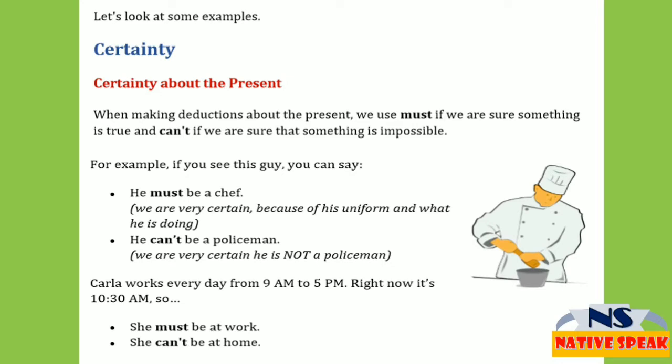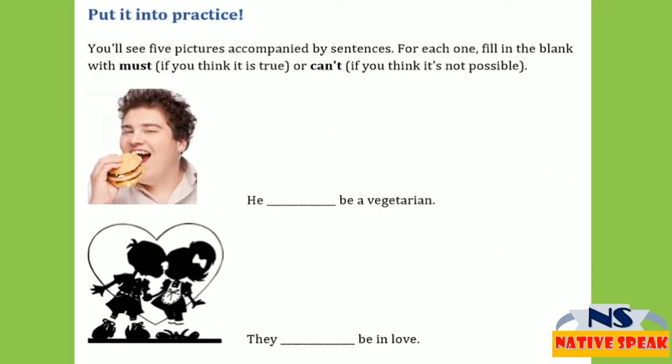Now put it into practice. You'll see 5 pictures accompanied by sentences. For each one, fill in the blank with must if you think it is true, or can't if you think it is impossible. Think fast because the answer will appear after just a couple seconds.